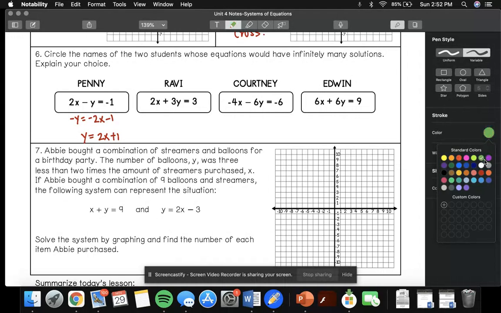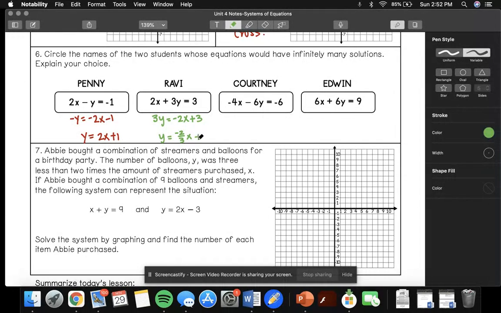For Ravi, I'm going to move the 2x over with a negative. And then I'm going to divide by 3. Negative 2/3, and then 3 over 3 is 1. So these do not match. These do not have the same slope. They do have the same starting point, but they do not have the same slope.